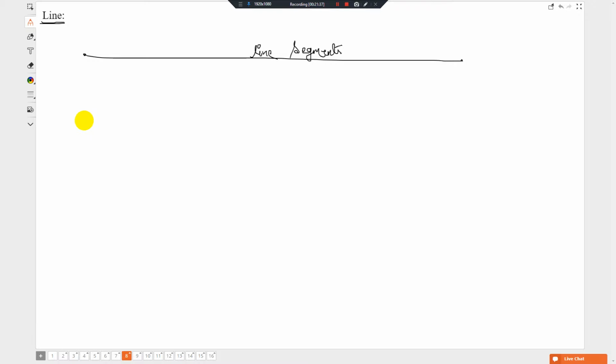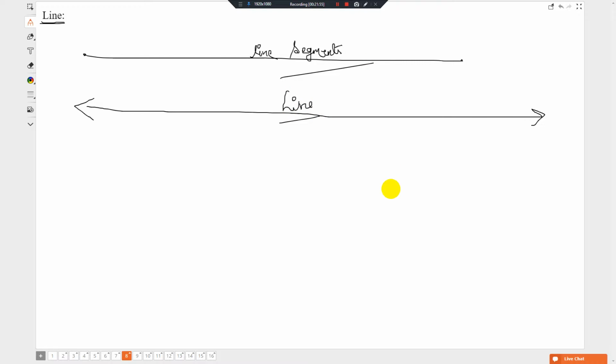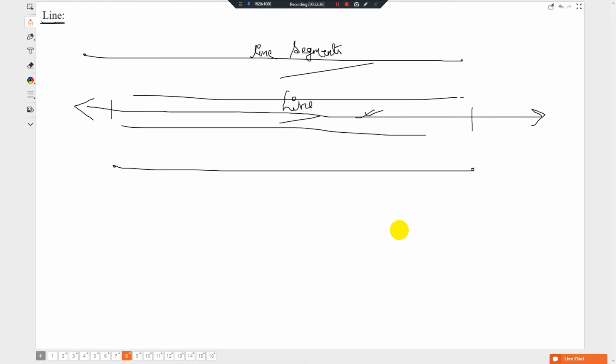And I have observed that my classmates, to draw a line segment, they used to draw like this. Is this a line segment? This is a line. What is the difference between line segments and line? If you draw a line, we don't put arrows. If you put them, it will become a line. So a line segment is a part of a line, like this line segment starts from here to here. This is a line segment.